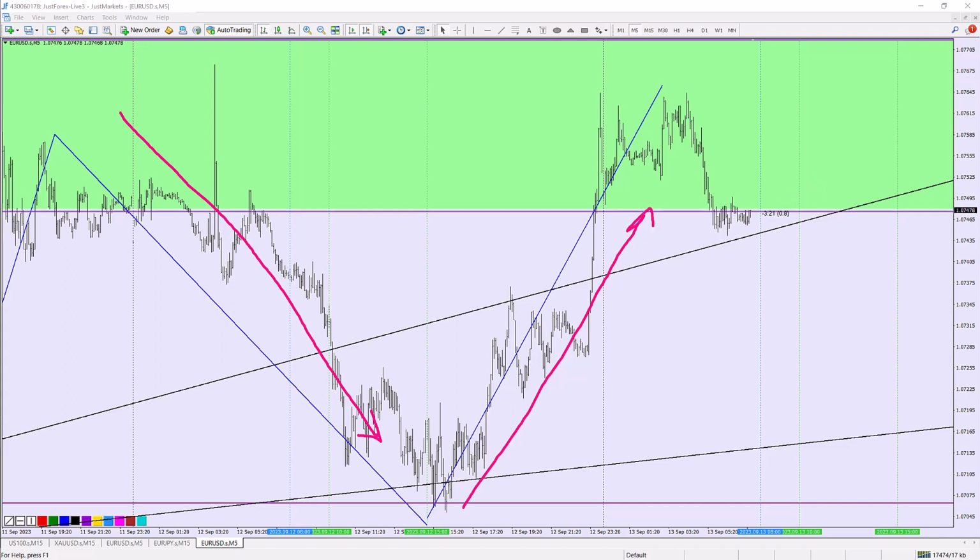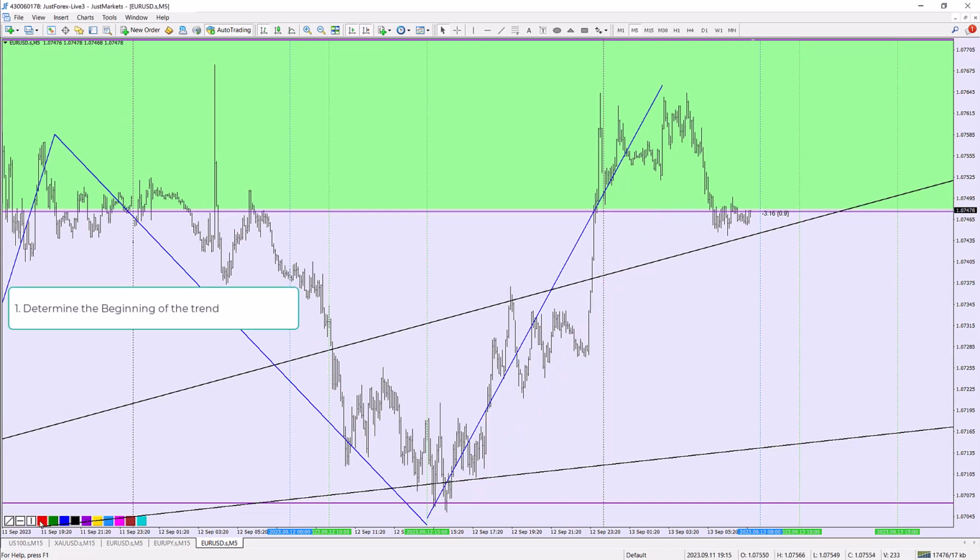The same thing we're gonna do. We're gonna connect some highs and lows. First thing, determine the beginning of the trend, which is down here. Second thing, connect the highs and lows.